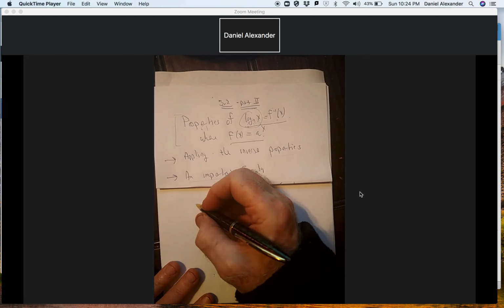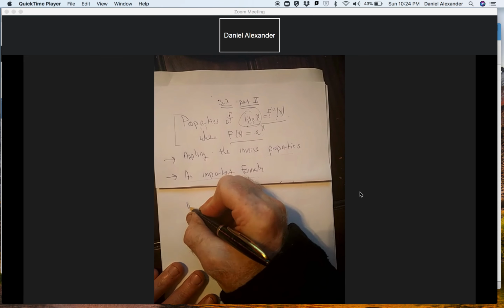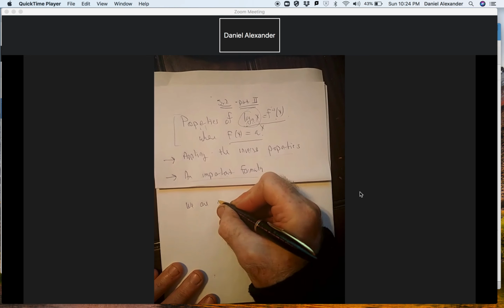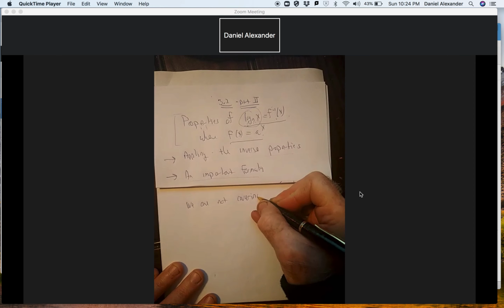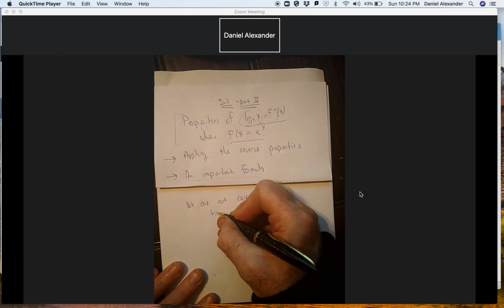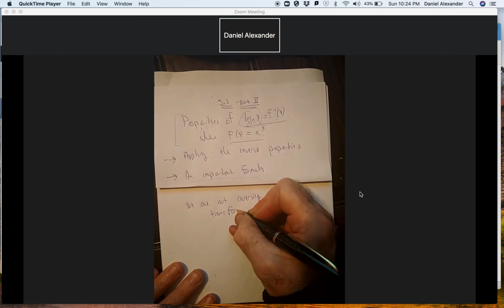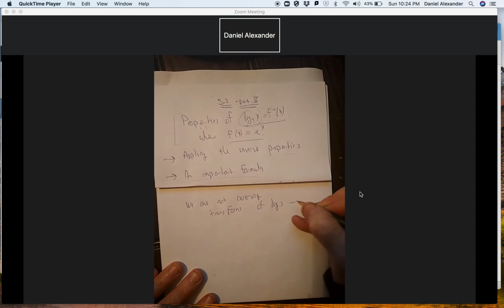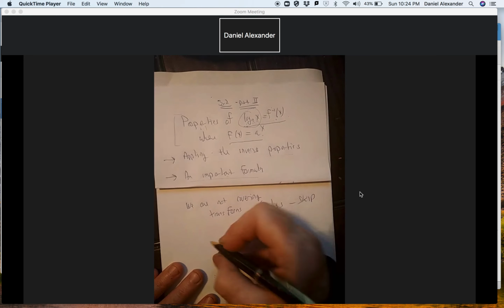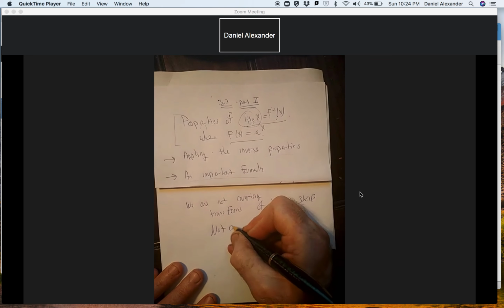I also want to let you know that we are not covering transformations of the log. Those graphical transformations of the log you can skip, and it won't be on an exam.